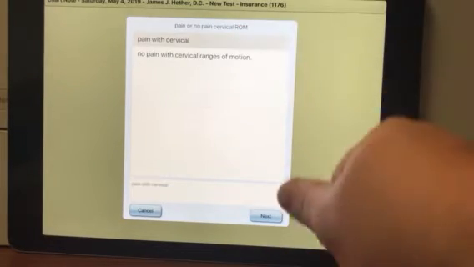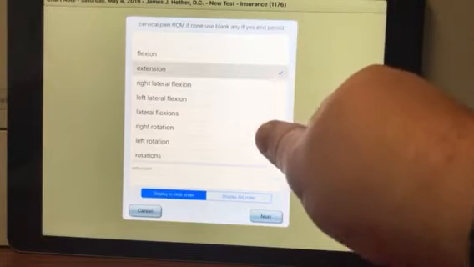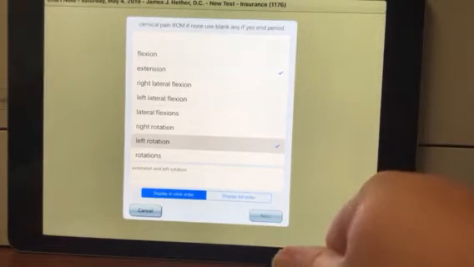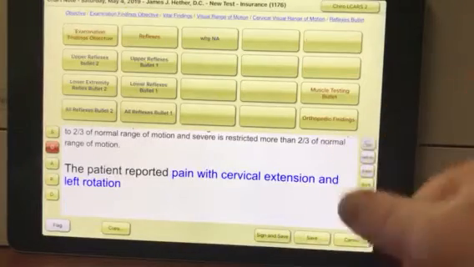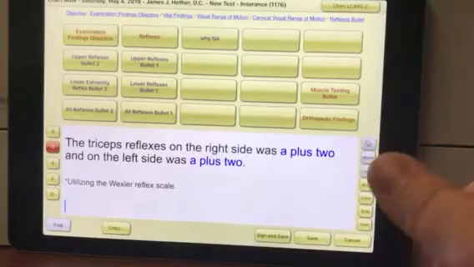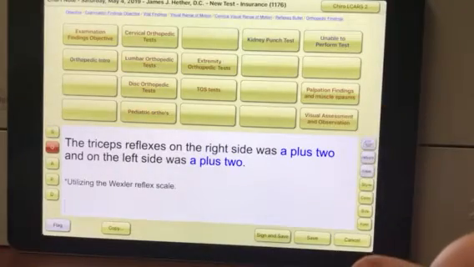From there, we can say that the person had pain, again, when he turned his head to the right, to the left, and with extension. From there, we do reflexes. Again, all of his reflexes were normal, so we're going to just check off the normal button for the upper extremities, and that takes us right into our orthopedics.